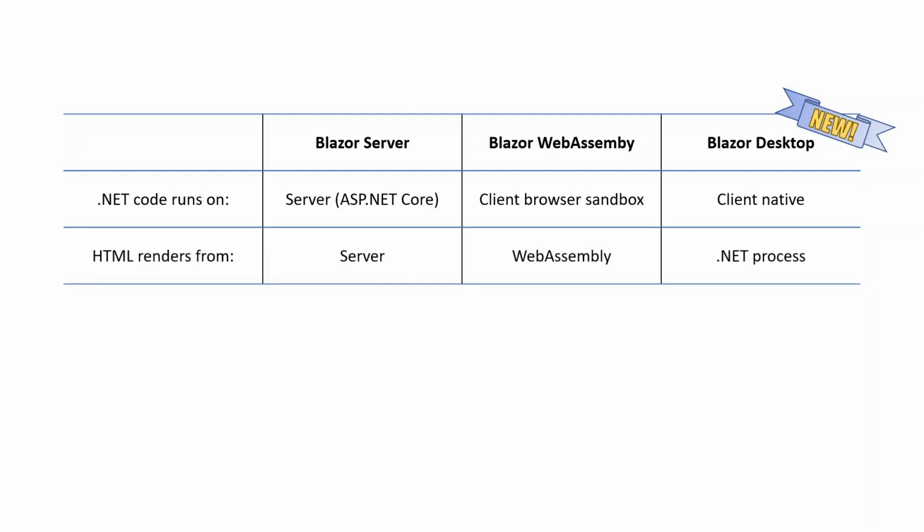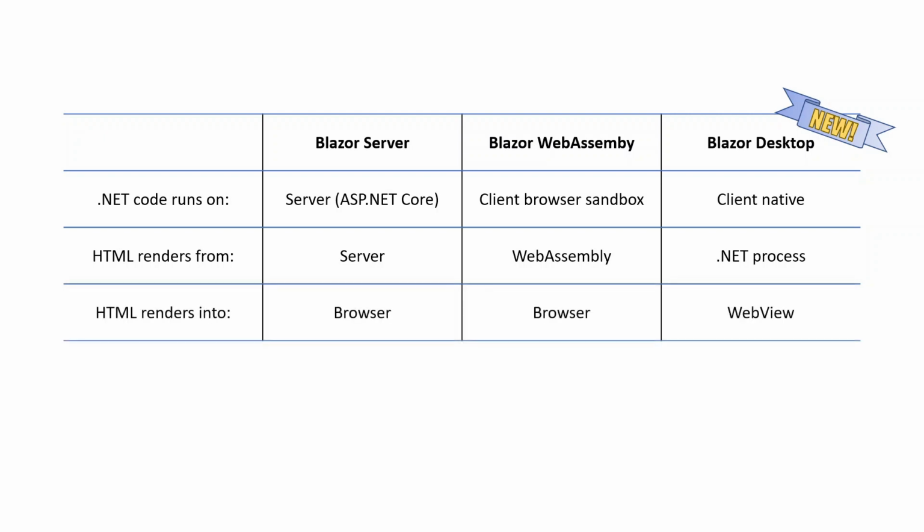What about the HTML that's generated by the application? So who generates that HTML? Well, in Blazor Server, you have server code that renders HTML and that gets transmitted to the browser. On Blazor WebAssembly, the WebAssembly code does that. It runs on the client in WebAssembly and renders the HTML. And on the Blazor Desktop, it's that .NET process because, as we mentioned, all of the .NET code runs in one process on the client machine.